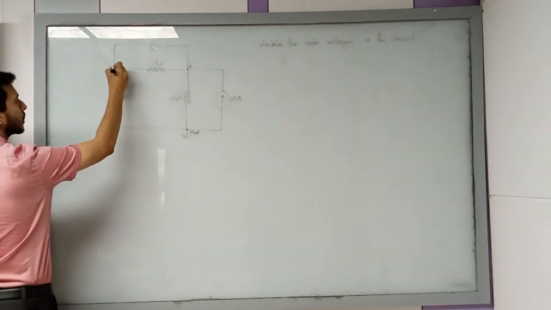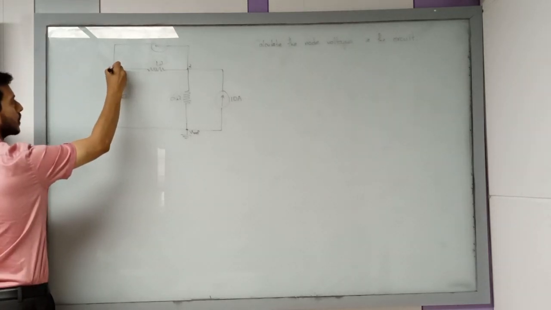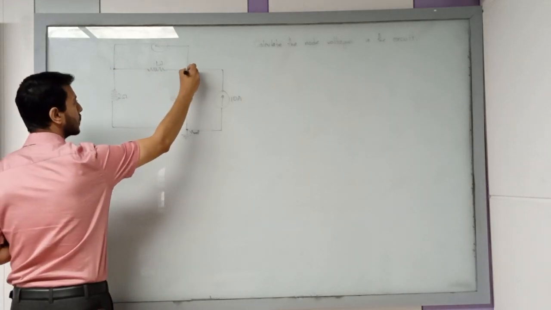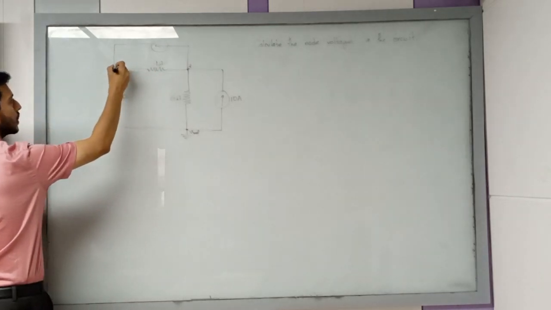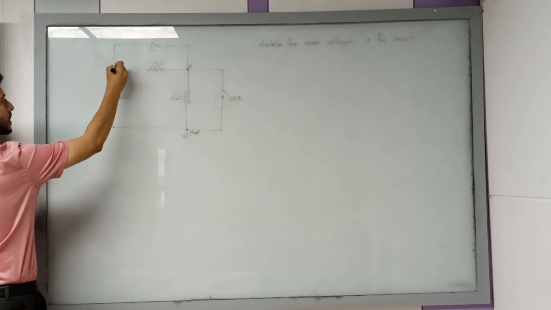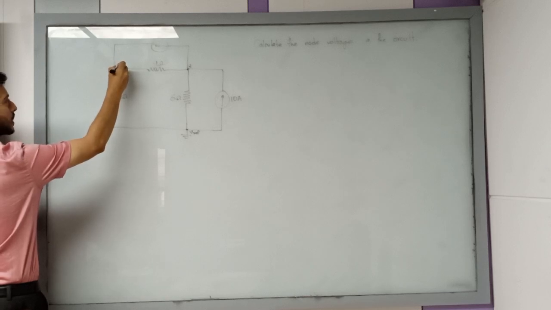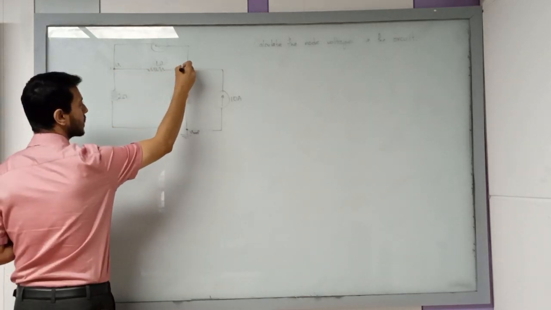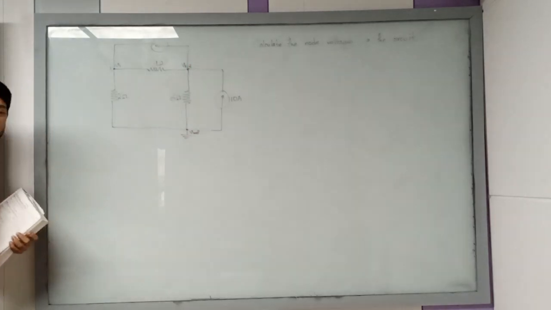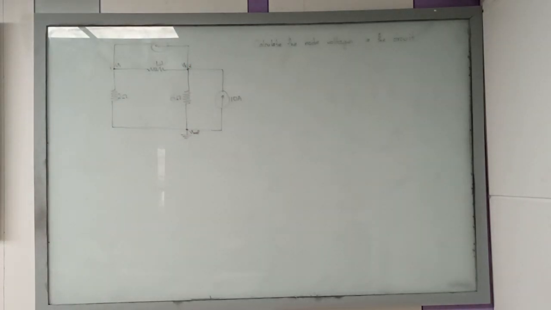So this is one node, this is another node. You have to name the voltages at the nodes, right? So let's say this is V1 and this is V2. Okay? So except the reference node, you have to name the other nodes present in the circuit. So which I have named V1 and V2. There are two. So V1 and V2.